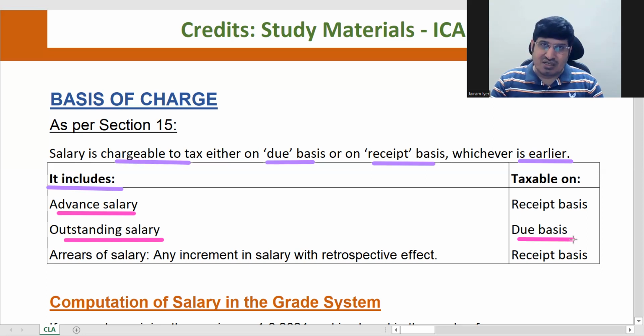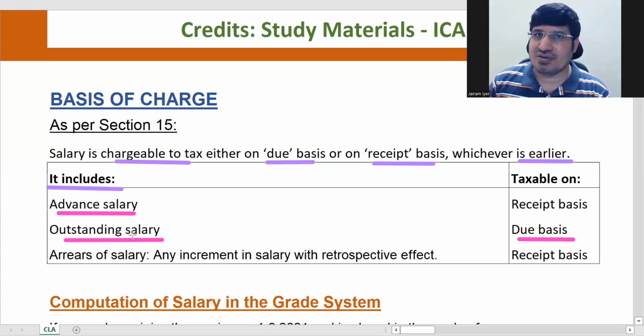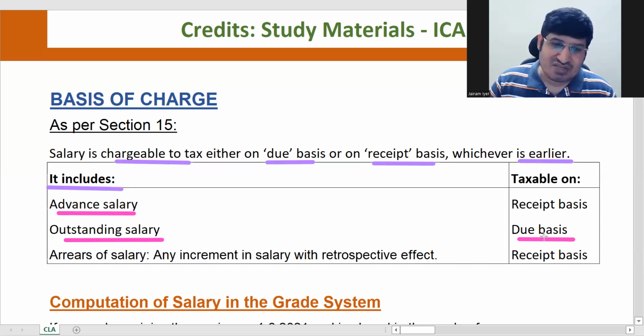So normally in outstanding salary, you can see it is taxable on due basis. Basically, if your salary became due in an earlier month, but for some reason they couldn't pay, then it will be taxable on due basis. In some cases, what happens?